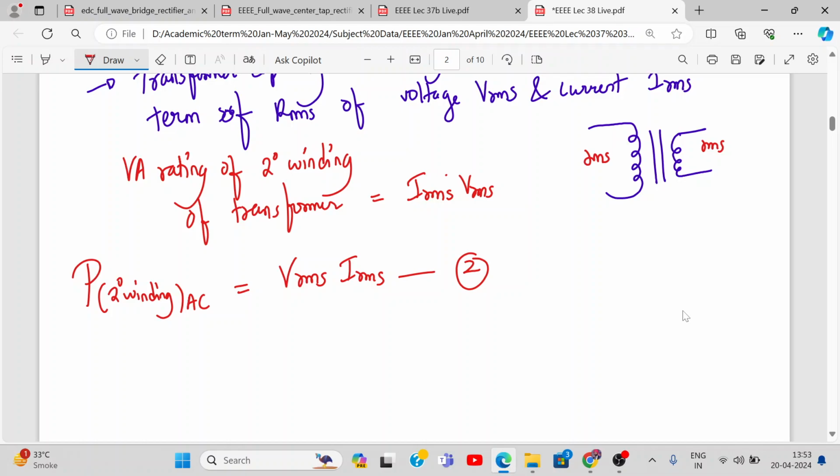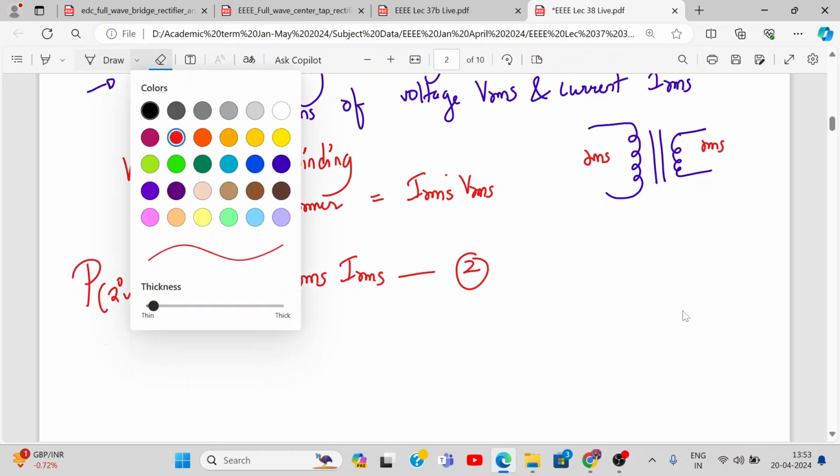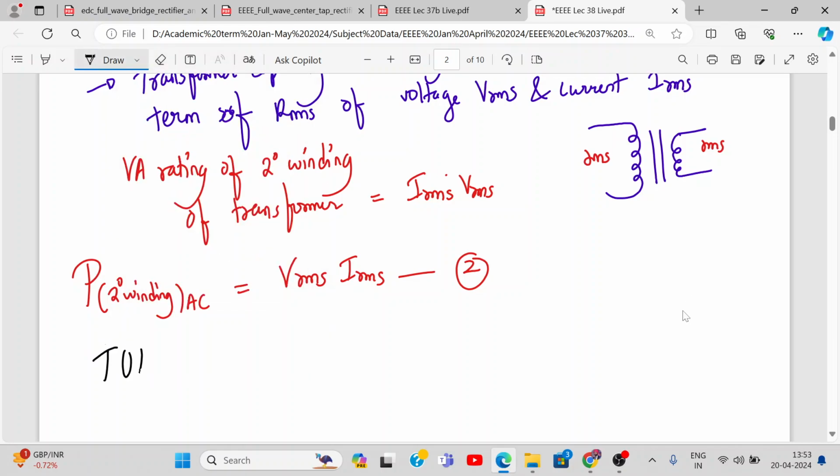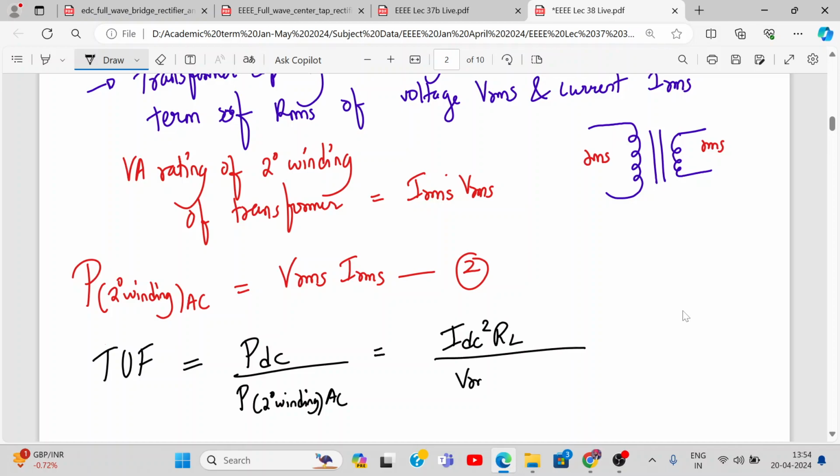So the power at the secondary winding, that is AC, is given by VRMS into IRMS. So what is TUF, the transformer utilization factor? TUF is given by PDC upon P secondary winding AC power, that will be IDC square RL divided by VRMS into IRMS. This is equation number 3.